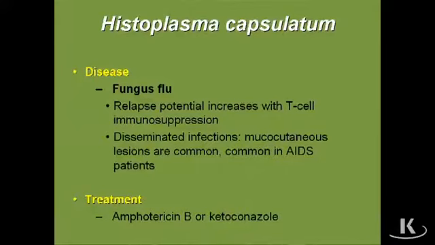The treatment for all three of the systemic fungal infections is going to be amphotericin B. So you're going to hear me say that over and over again. You can use ketoconazole as well for treatment for histoplasmosis.